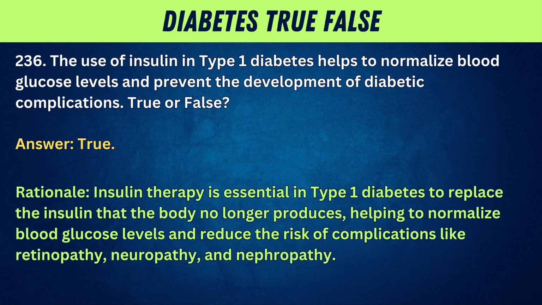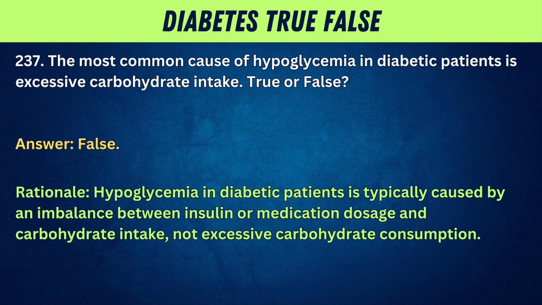Rationale: insulin therapy is essential in type 1 diabetes to replace the insulin that the body no longer produces, helping to normalize blood glucose levels and reduce the risk of complications like retinopathy, neuropathy, and nephropathy. 237. The most common cause of hypoglycemia in diabetic patients is excessive carbohydrate intake. True or false? Answer: false.